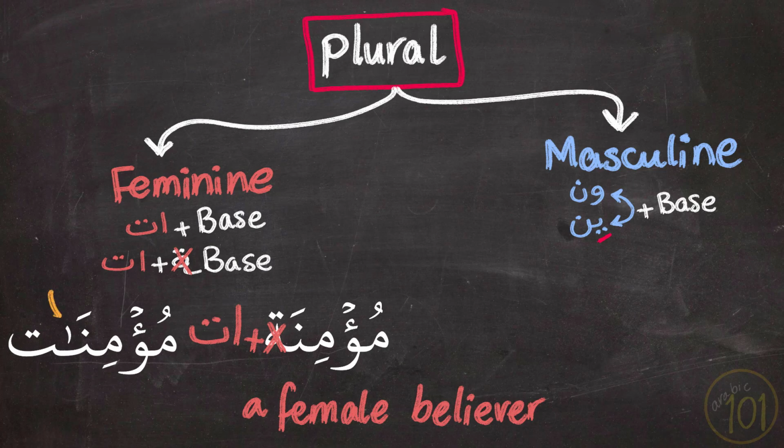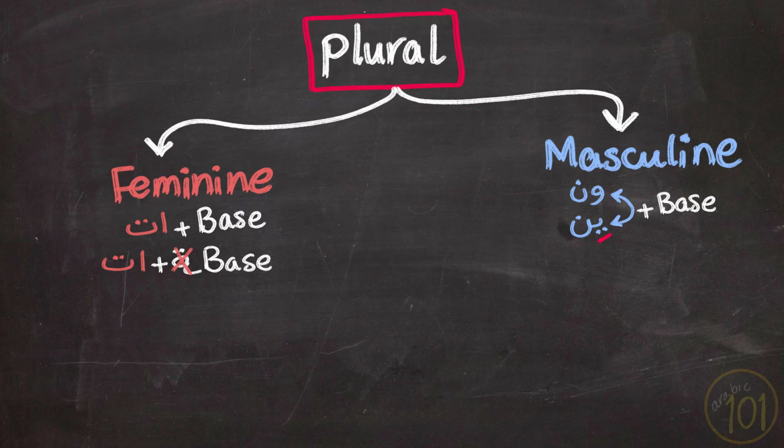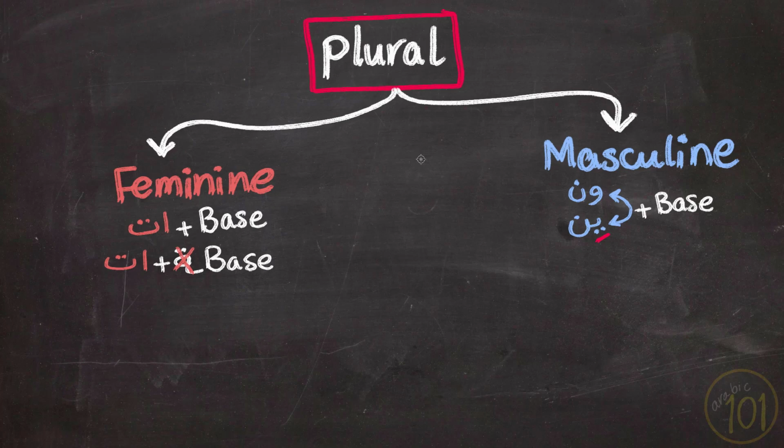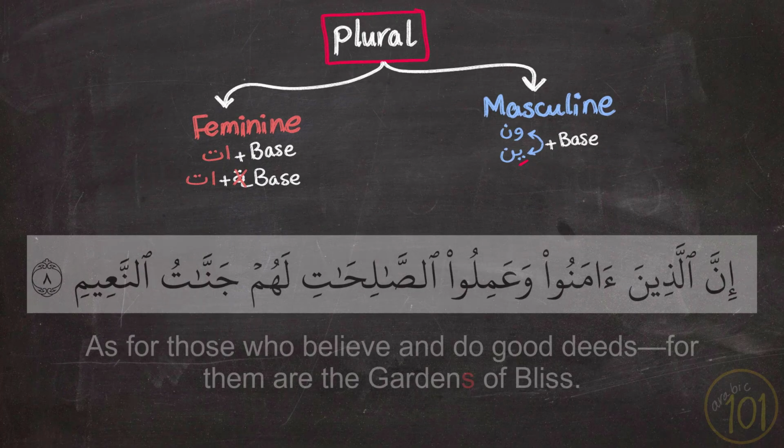So you would say mu'minat. And a word like jannah, which means a garden. And if you want to turn it into a plural form, you will then remove ta marbuta and add alif and ta to the end of the word. So you would have jannat. Now let's have a look at the following examples to see how they are used in the Holy Quran.